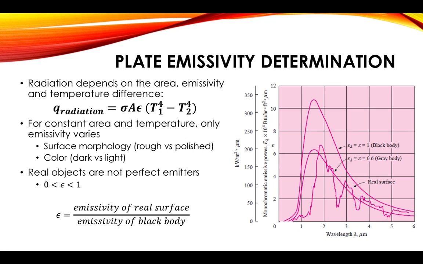As we can see, real objects are not perfect emitters. The emissivity is between 0 and 1, and it is a fraction of the emissivity of the real surface over the emissivity of a black body. From the graph of a real surface, we can see that its emissivity fluctuates and does not follow a clear trend, but it still behaves somewhat like the gray body, though it still varies a lot depending on the wavelength.